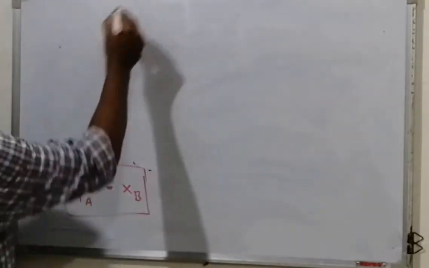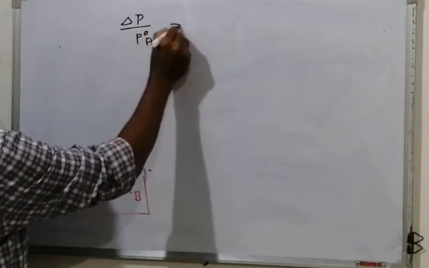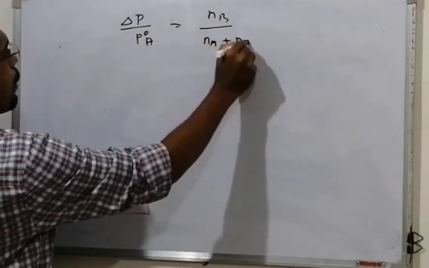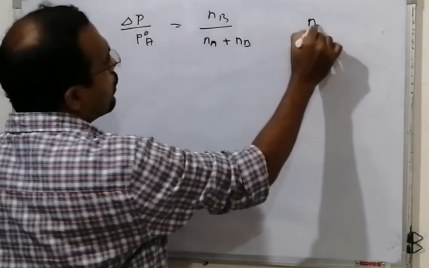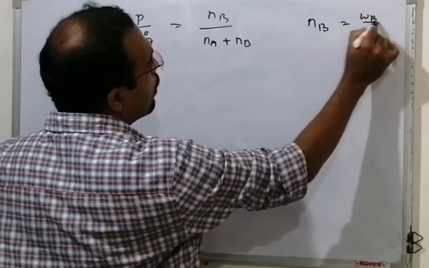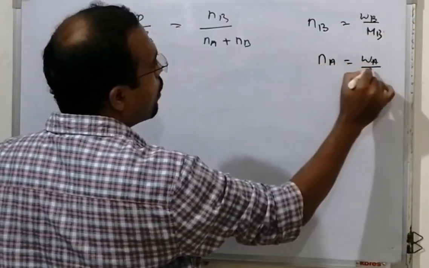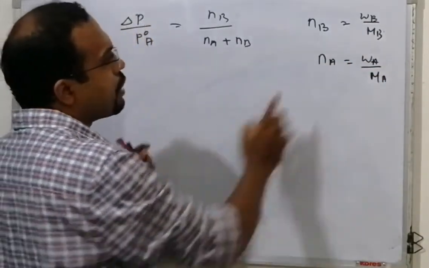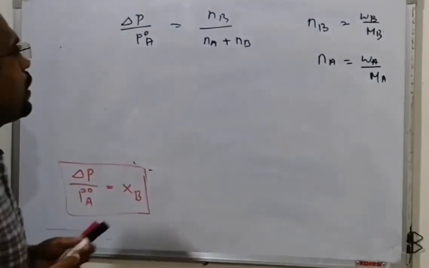Delta P divided by P0A is equal to XB, that is NB divided by NA plus NB. Now, what is NB? NB is equal to WB divided by MB. NA is equal to WA divided by MA. MA is the molar mass of the solvent. MB is the molar mass of the solute.